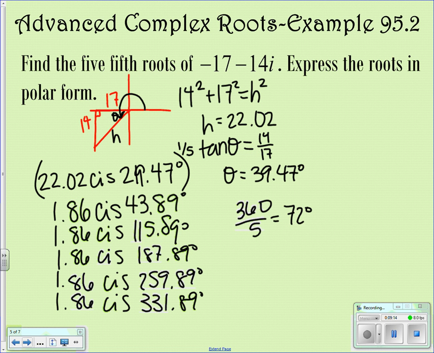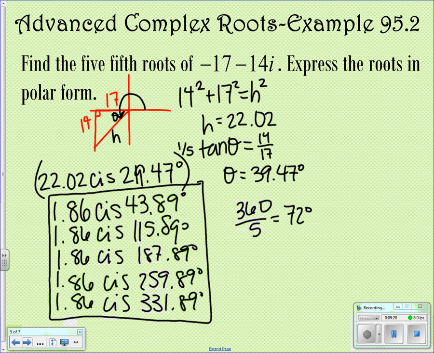But if you want to check, add 72 again, and you're above 360. So that's how you can make sure that you have gotten all of them if you're not sure. And so those would be your 5 roots for -17 minus 14i. And that is in polar form, so you leave it just like that. So again, the advanced part, it just means that you have decimals, but everything else is still the same.